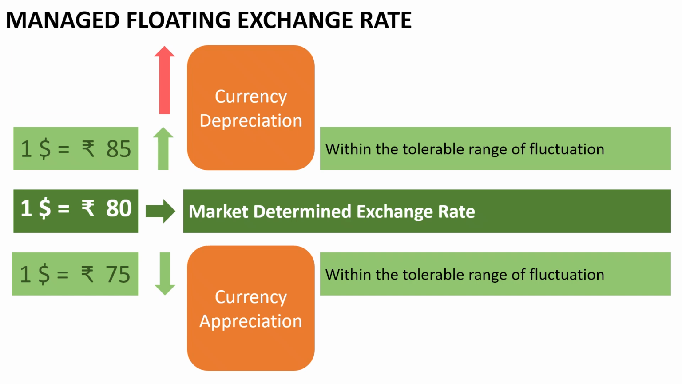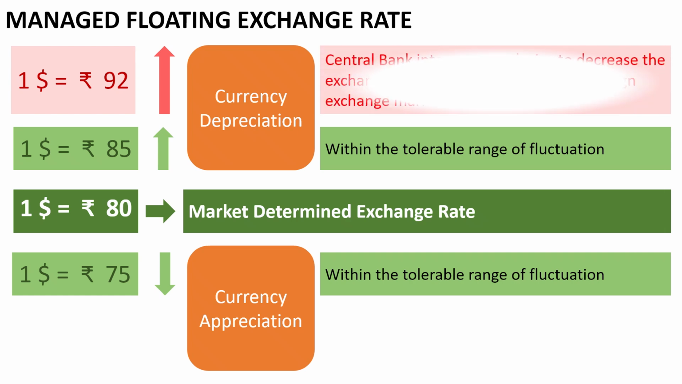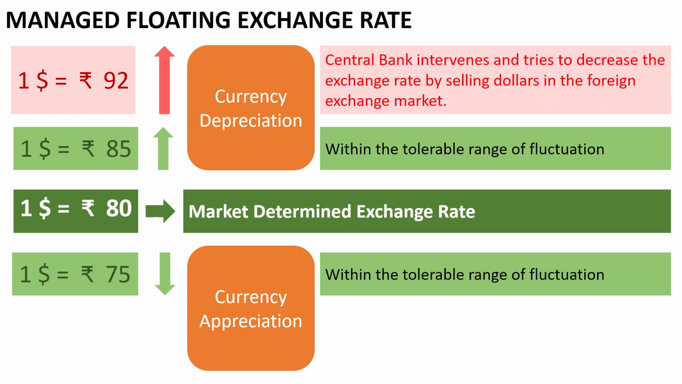If the exchange rate rises further to $1 is equal to 92 rupees, this leads to extreme currency depreciation, and now the central bank intervenes and tries to decrease the exchange rate and bring it within the tolerable range. And how does the central bank do it? The central bank will sell dollars in the foreign exchange market.